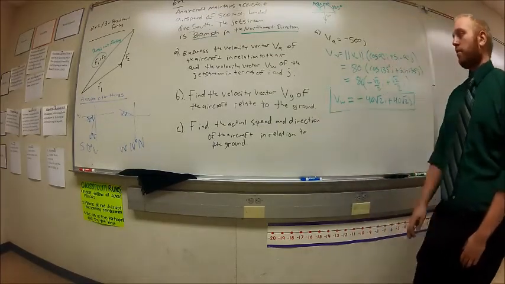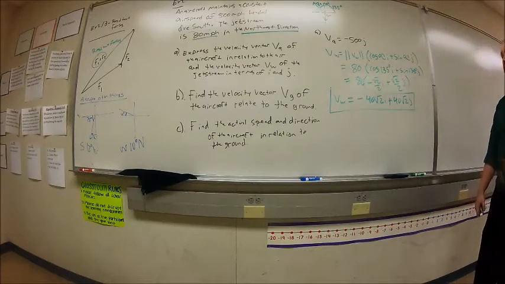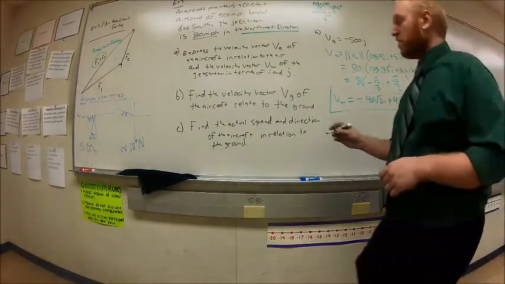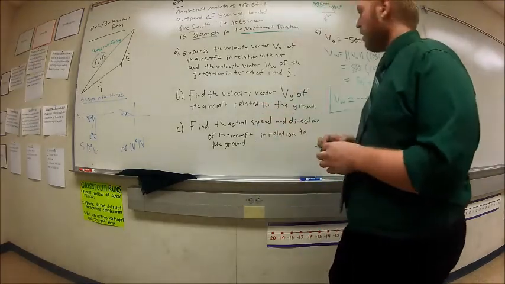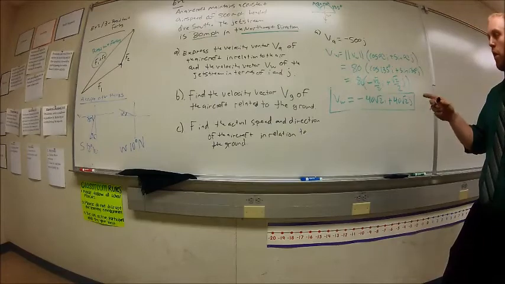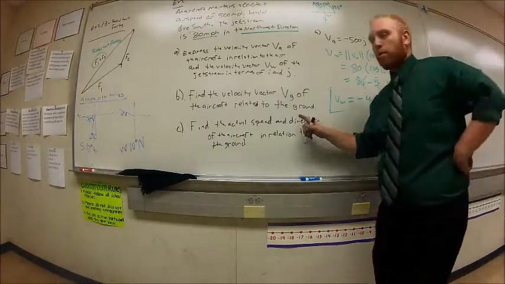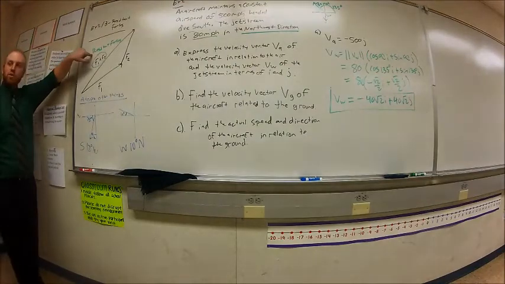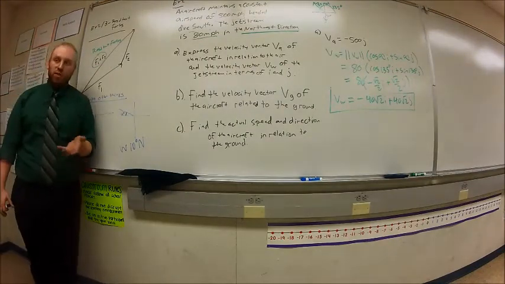Now for part B. Find the velocity vector V sub G of the aircraft related to the ground. Now wait a minute. If it's the velocity vector V sub G of the aircraft that's related to the ground, then we're going back to here. This is the resultant forces one, because we need to know how much the wind is acting on our plane.